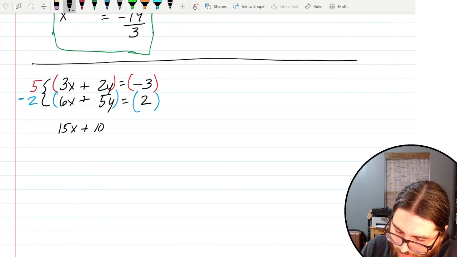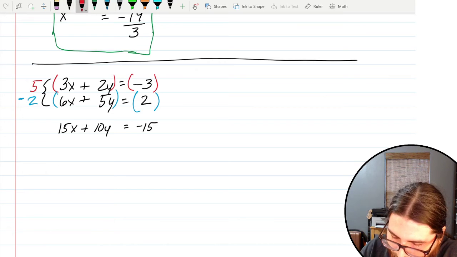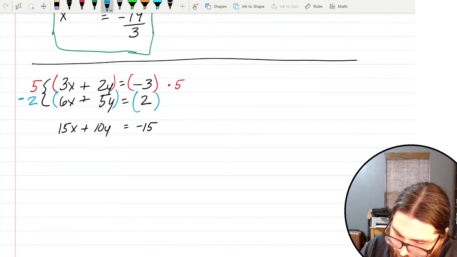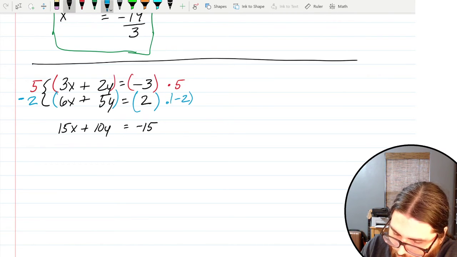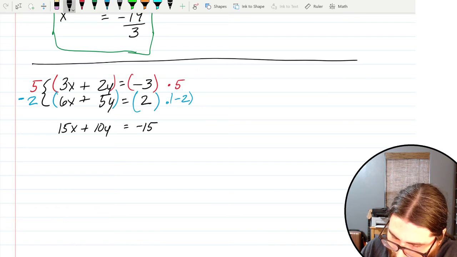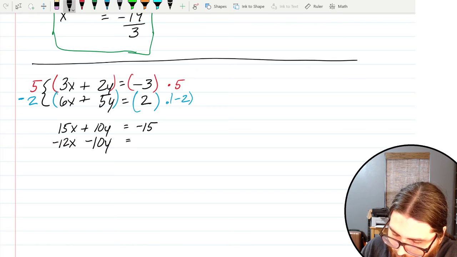15x plus 10y equals -15, multiplying everything in the top equation times 5. Multiply everything in the bottom equation times -2. That gives me -12x minus 10y equals -4.